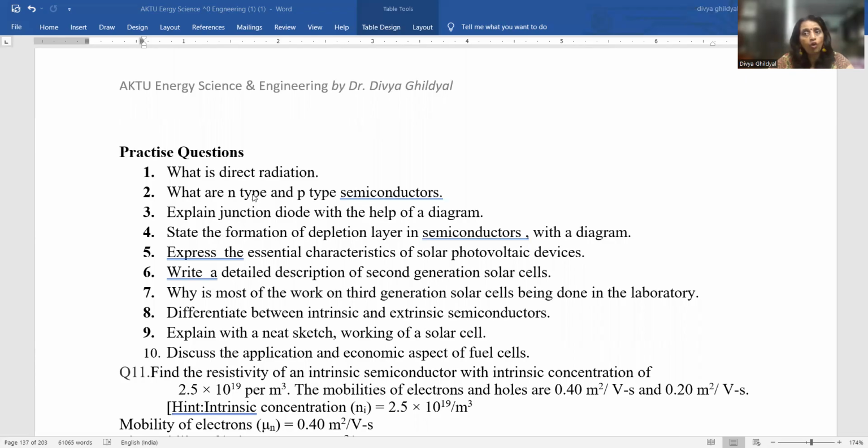N-type have more of electrons, and the P-type have more of holes. Junction diode, when we combine N-type and P-type. Depletion layer, when the charge carriers, the moment I combine a P-type and N-type like this, the holes will rush towards the negative charge, and the electrons will rush towards the positive charge, and there will be a slight excess of charge carriers at my junction point. Essential characteristics of solar photovoltaic devices: they are characterized into 3 generations, and they are dependent on solar energy.